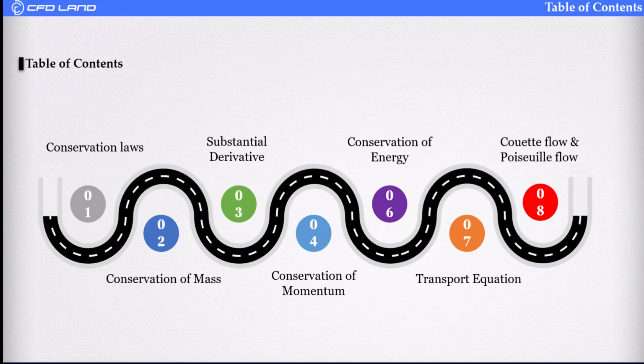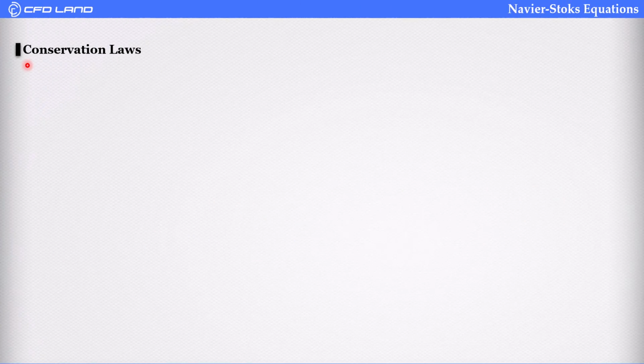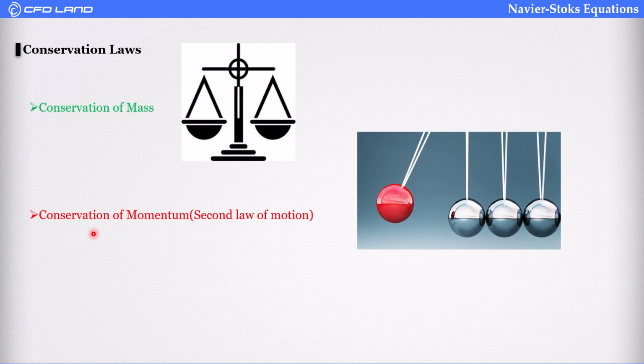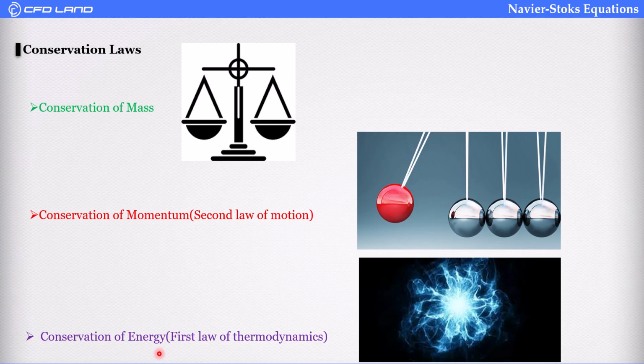does. Let's start. To write governing equations for fluid flow and heat transfer, we need mathematical statements of conservation laws of physics. For Navier-Stokes equations, those laws are conservation of mass, conservation of momentum, Newton's second law of motion, indicating the rate of change of momentum of a fluid particle equals the sum of forces acting on it, and conservation of energy, that is the first law of thermodynamics.